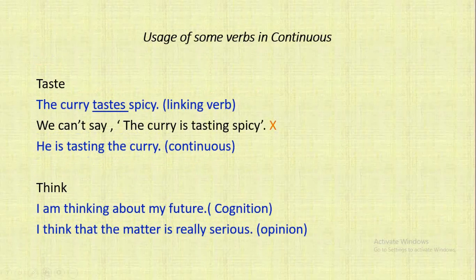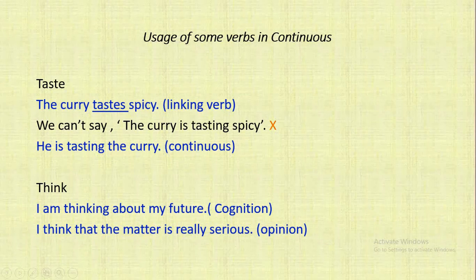Look at the word taste. That curry tastes spicy. Once again it is a linking verb, but we cannot say that the curry is tasting spicy. It will be incorrect to say. You can say that he is tasting the curry. Somebody is tasting the curry, and it will be the continuous or progressive tense.